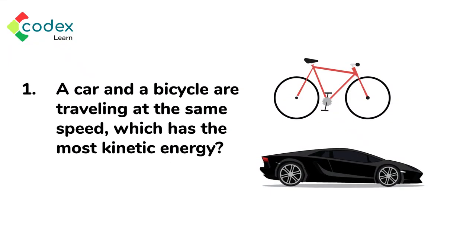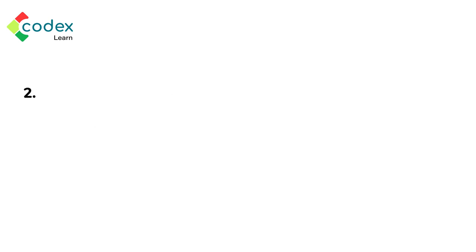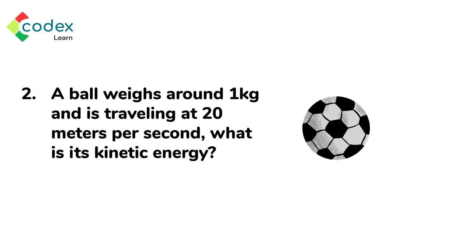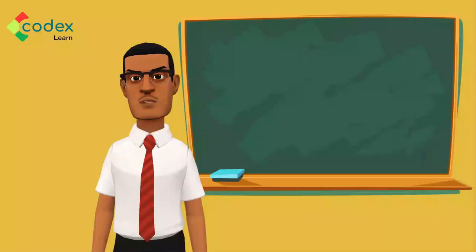For example, number 1. A car and a bicycle are traveling at the same speed. Which has the most kinetic energy? The car does because it has more mass. It is bigger and heavier than a bicycle. Number 2. A ball weighs around 1 kg and is traveling at 20 meters per second. What is its kinetic energy?